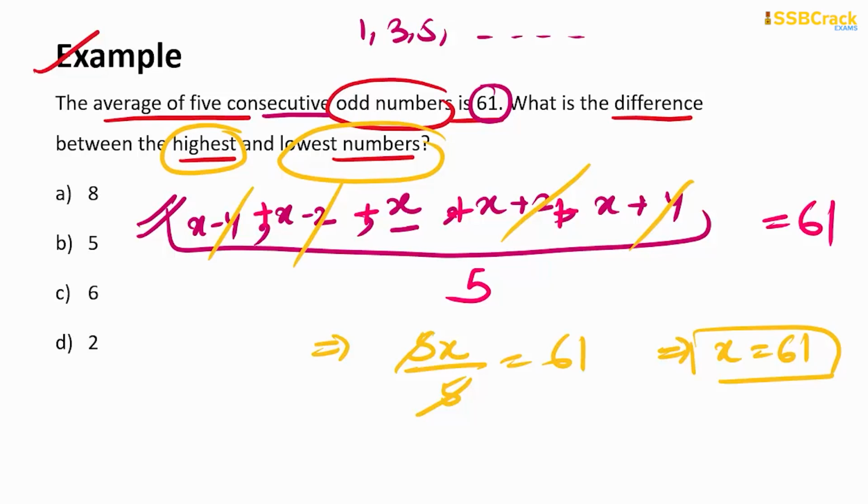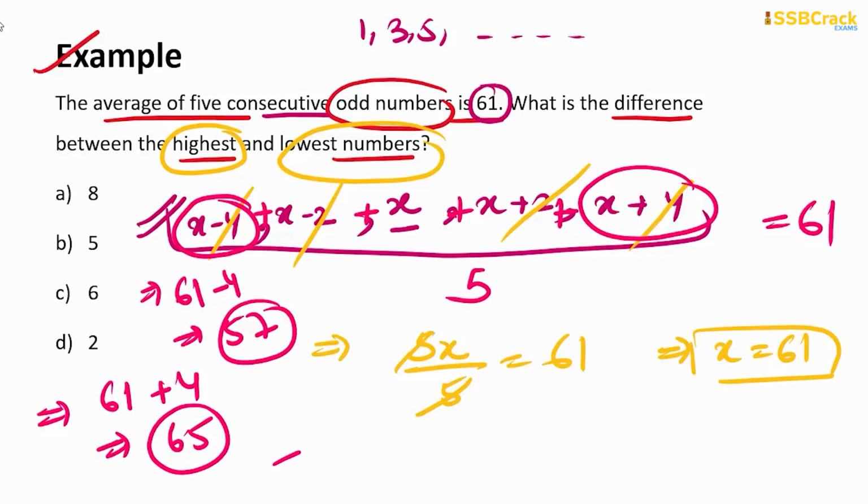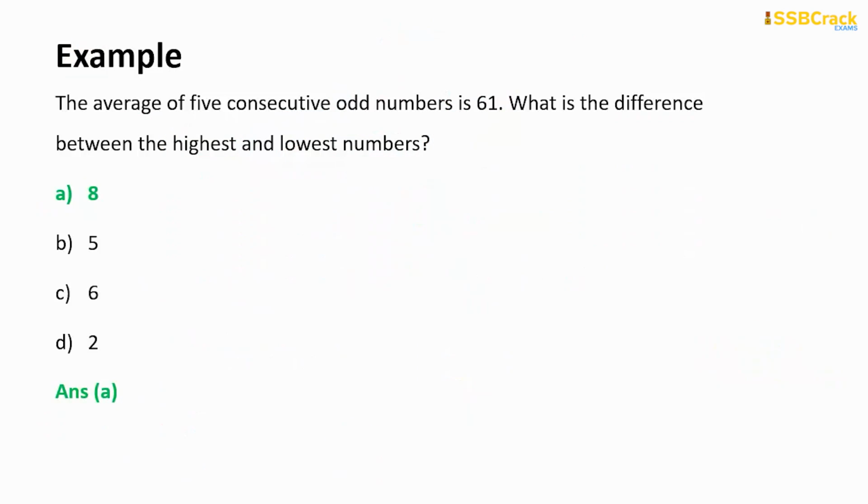Right? So here the highest number is x plus 4, which equals 61 plus 4. That will be 65, and the lowest number is x minus 4, right? So this will be 61 minus 4, which equals 57. Now we have to take the difference of these two numbers. So 65 minus 57 will be equal to 8, right? So the answer should be option A, right? Let's check. So yes, option A is correct only.